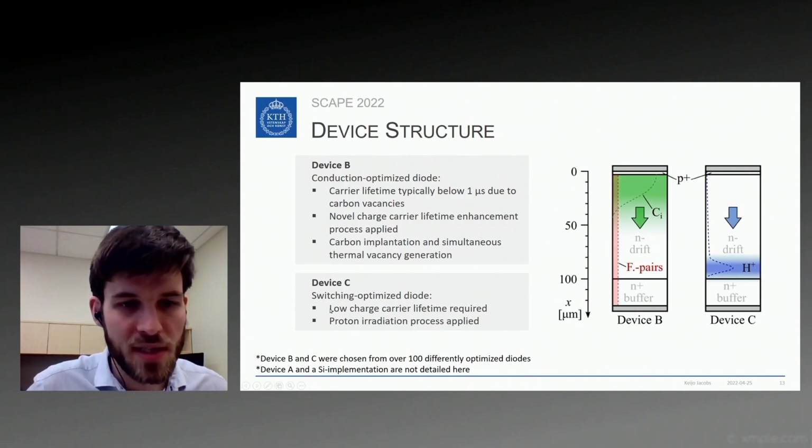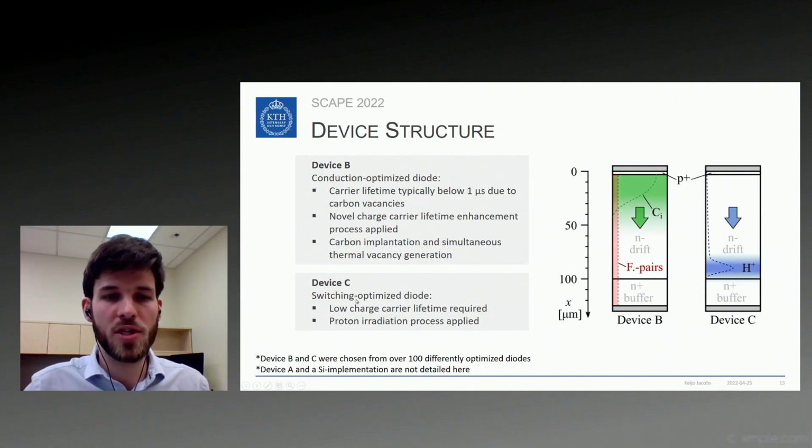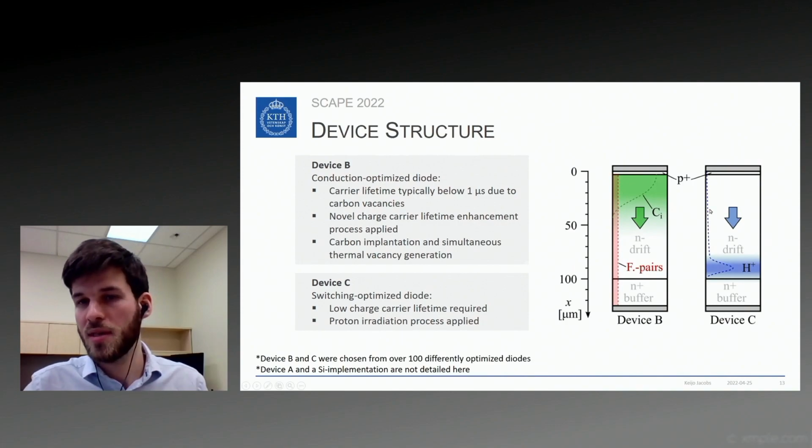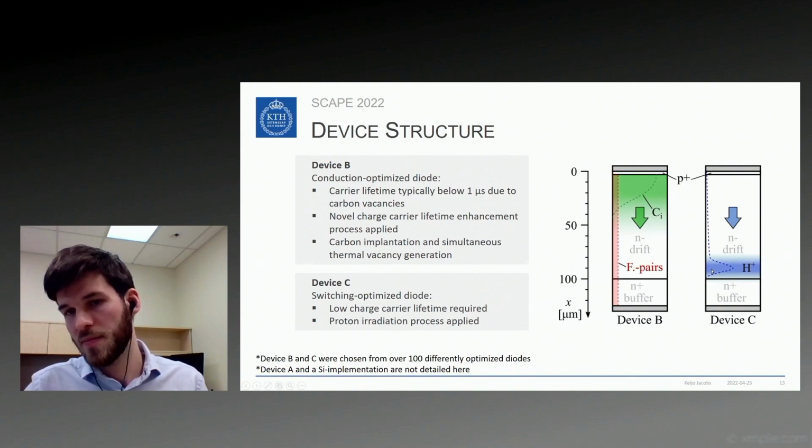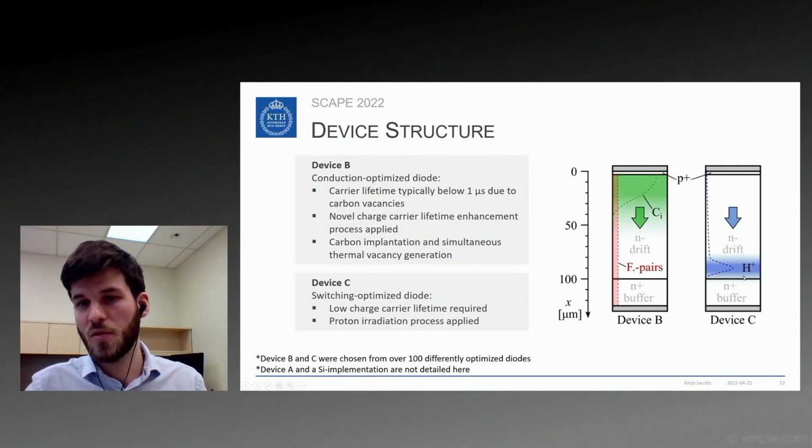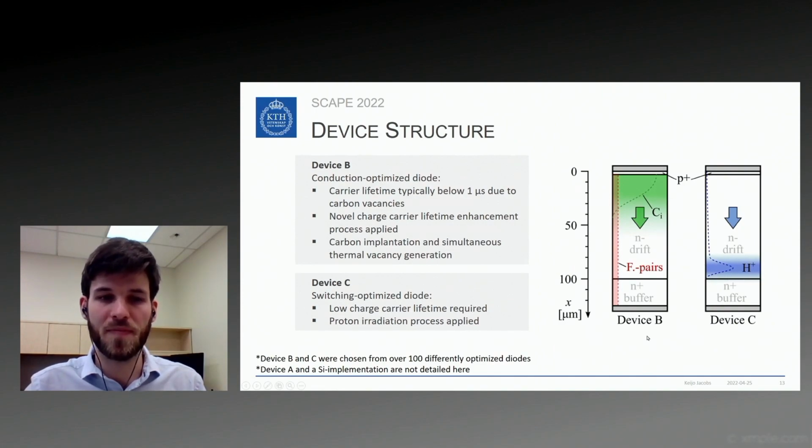Then we have device C, which is a switching optimized diode. For this, we require a low charge carrier lifetime, and therefore we applied a proton irradiation process. You can see the effect here in the schematic. The protons come to a halt close to the N+ buffer. Therefore, we expect a lower charge carrier lifetime close to the N+ buffer.